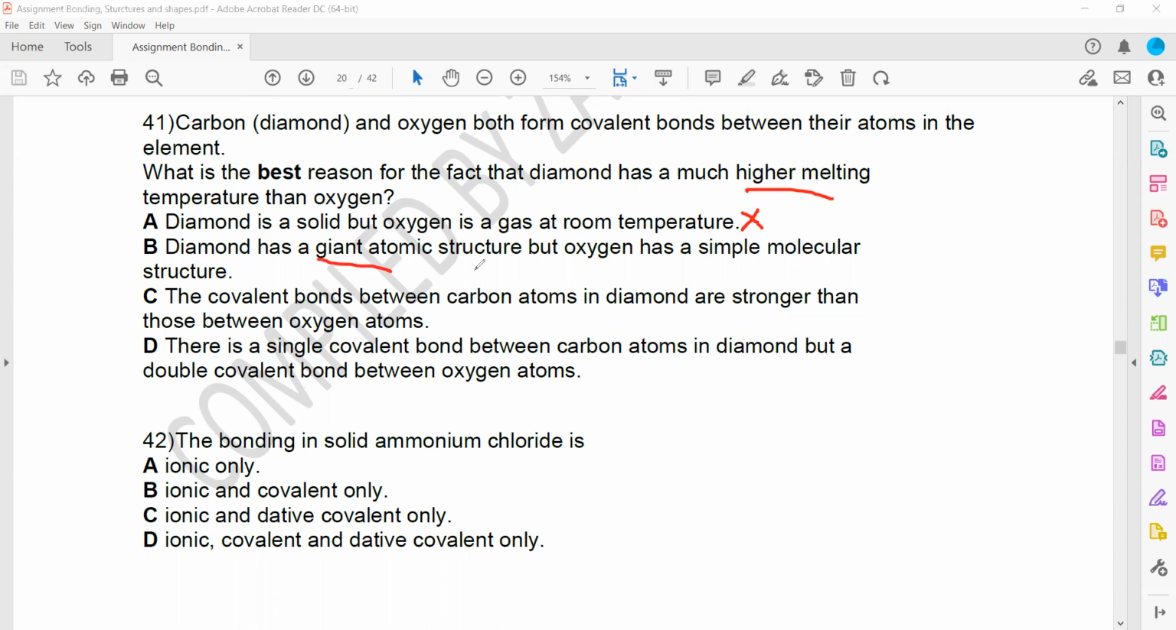Diamond has a giant atomic structure, whereas oxygen is simple molecular. In a simple molecular structure, there are weak intermolecular forces between the particles, whereas in a giant structure, a lot of atoms are held together by strong forces. That's why B is the right answer. Is it clear? Question 41. That is why diamond has a higher melting point than oxygen.